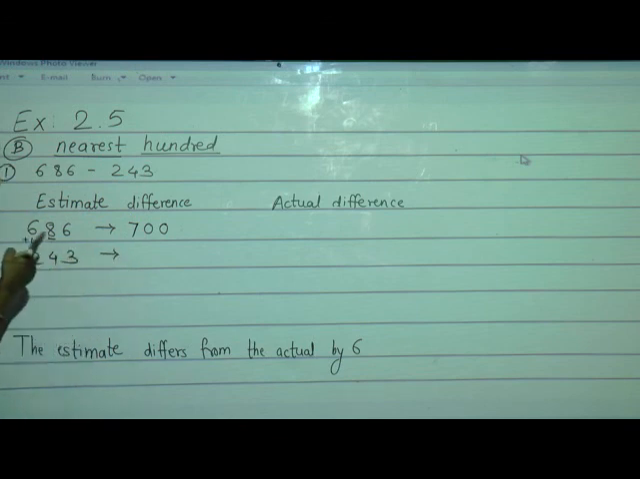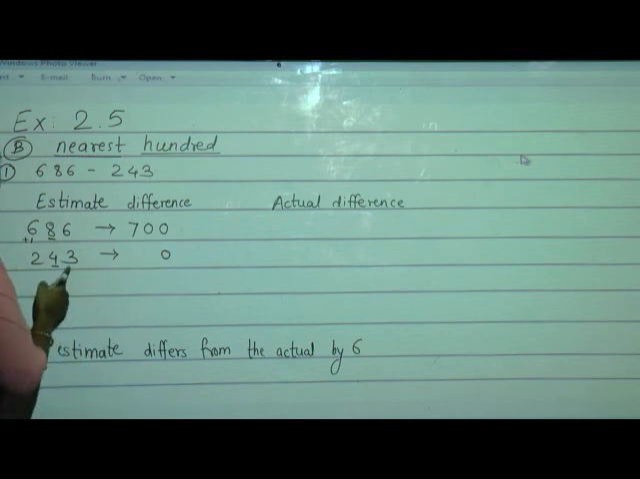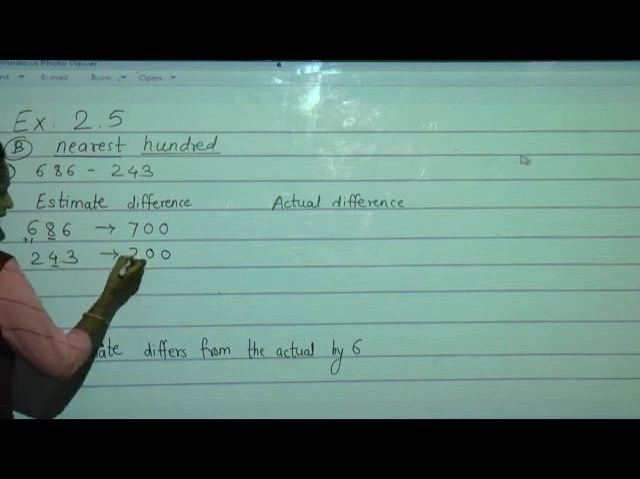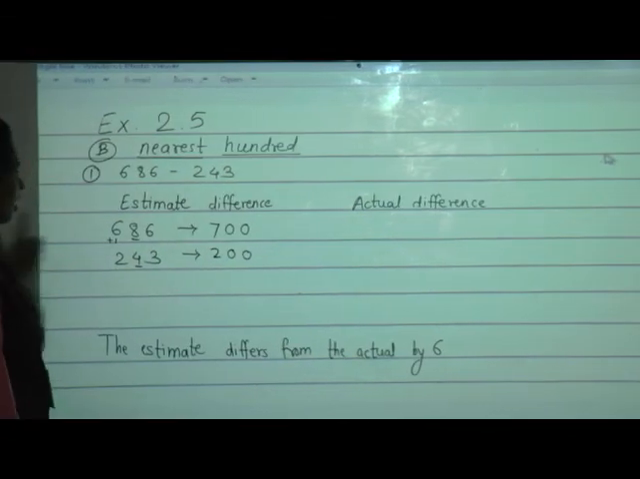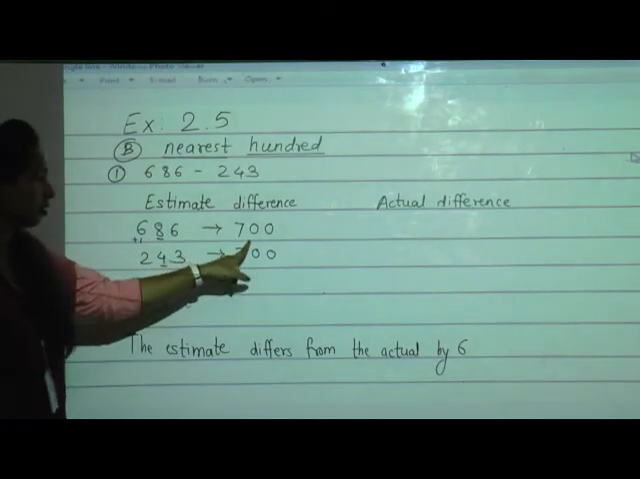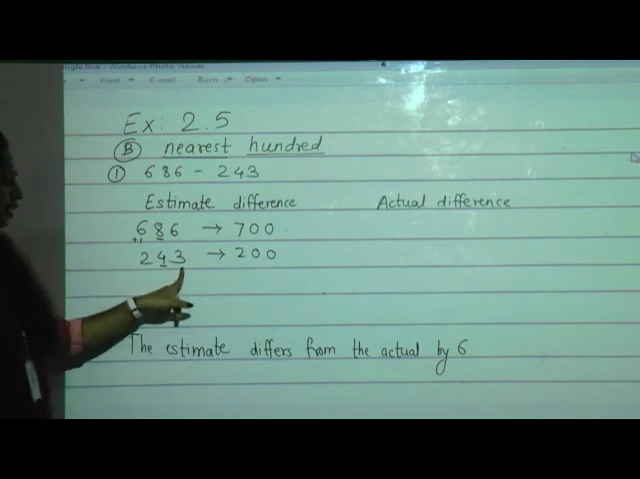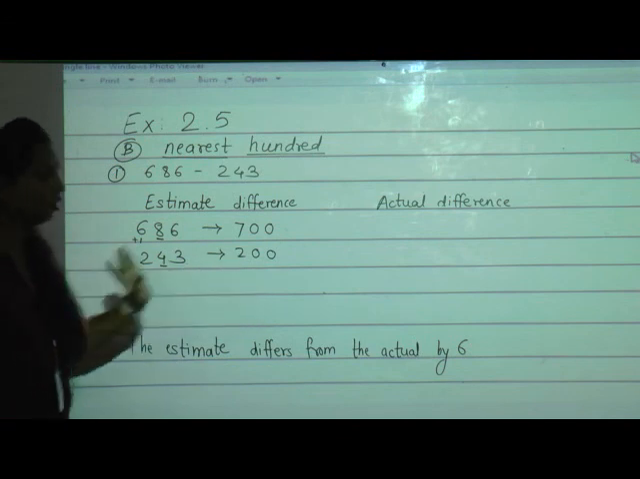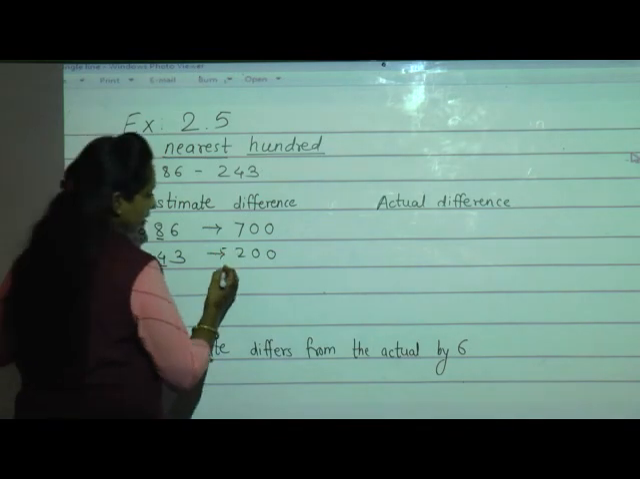243. So nearest 100, so underline the tens place. What is there? 4. If it is 4 or less than 4, place the 0 at ones and tens without changing the hundreds place. So we should not change the hundreds place, right, as it is. So it is 200. So 686 can be rounded off to 700 and 243 can be rounded off to 200. Now we will do the subtraction.